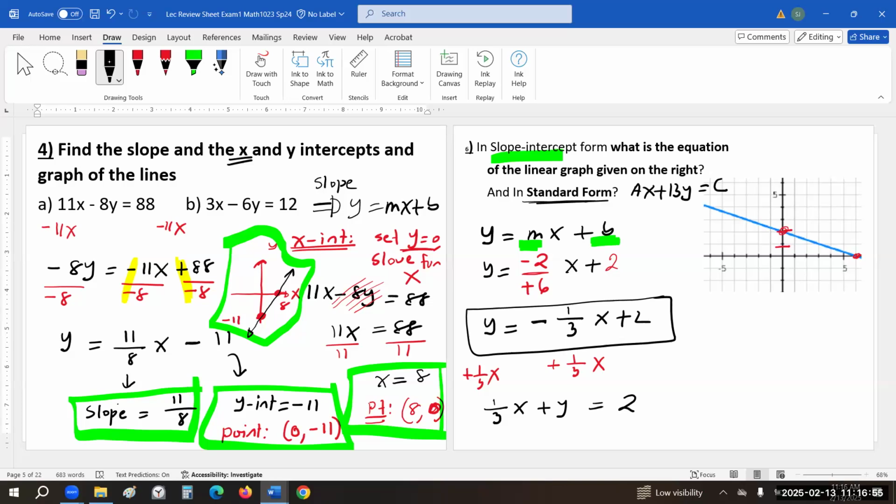But we are still unhappy because we have a fraction. We don't want a 3 on the denominator. How can you get rid of 3 from the denominator? Multiply by 3. So multiply 3, 3, and 3 each time. So 3 cancels out. We get x plus 3y equals 6. And now you're done with the standard form. Okay.